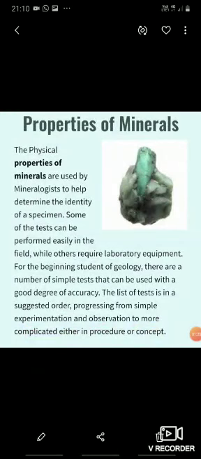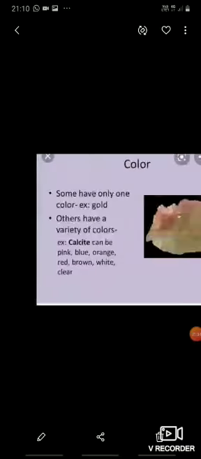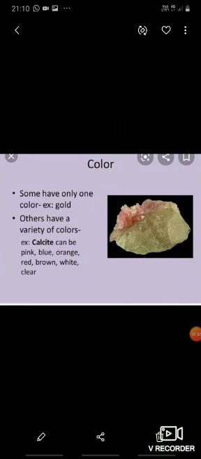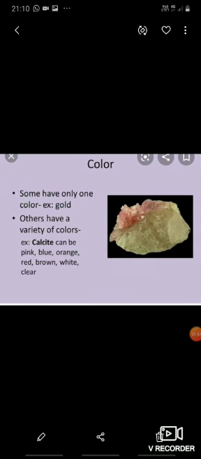Most of these properties are based on light. For example, the color of a mineral depends entirely upon the light. It is a light dependent property. Some have only one color, like gold, others have a variety of colors, like calcite, that can show pink, blue, orange, red, brown, white and clear colors while we rotate it in the light. It is called play of colors.